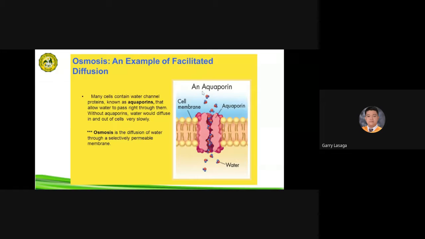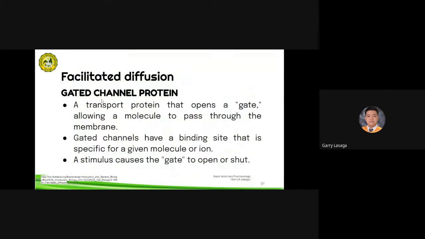So when, for example, there is a higher concentration of water in the ECF, the water will move across the cell membrane by way of these channels. We also have gated channel proteins. From the name itself, it is gated, meaning that it would allow a molecule to pass through the membrane in the presence of this channel.